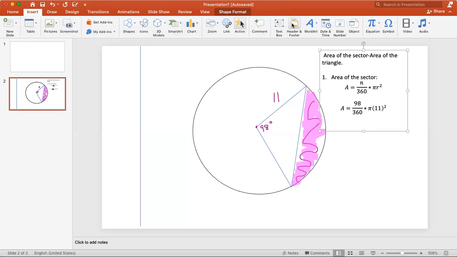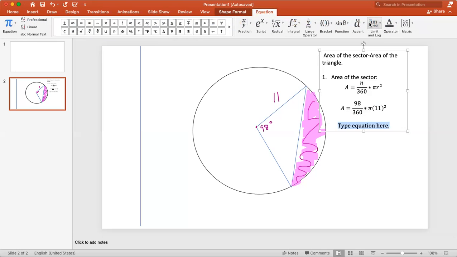Again, simplifying this, 98 divided by 360 is 0.272. So I want 27.2% of the circle, and I want to find the area of that. So that would be 121 times pi, since 11 squared is 121, and then times that by pi.